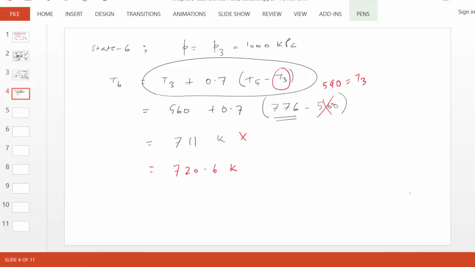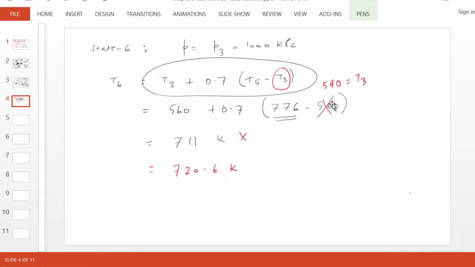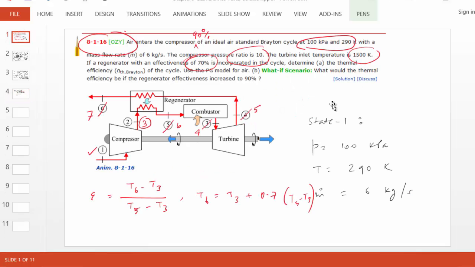Okay, so now it's time to go and calculate the last state, the state 7. We have found all the states. So how do you find state 7? Well, to find state 7, concentrate on the regenerator. If we do an energy balance on the regenerator, that will give us the unknown, because we know state 2, state 6, and state 5.